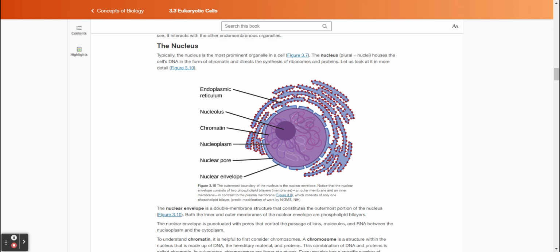The nucleus. Typically, the nucleus is the most prominent organelle in a cell. The nucleus, plural nuclei, houses the cell's DNA in the form of chromatin and directs the synthesis of ribosomes and proteins. Let us look at it in more detail. Figure 3.10. The outermost boundary of the nucleus is the nuclear envelope. Notice that the nuclear envelope consists of two phospholipid bilayers, or membranes, an outer membrane and an inner membrane, in contrast to the plasma membrane, which consists of only one phospholipid bilayer.